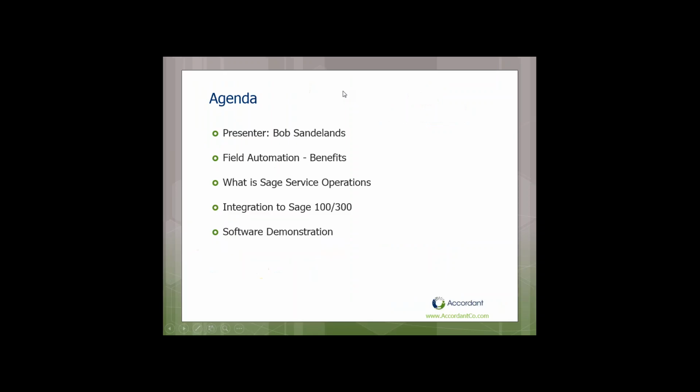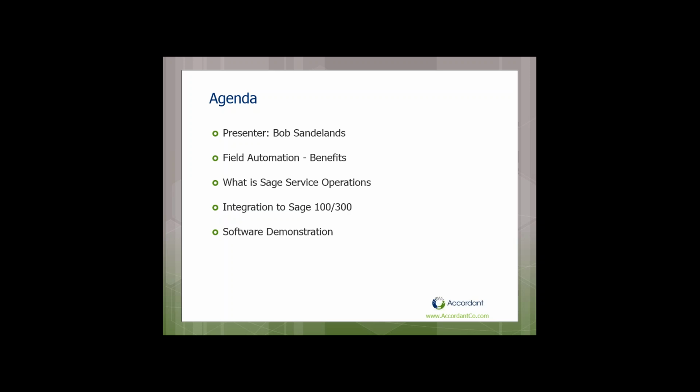Thank you, Krista. Good morning, everyone. Here is a list of what we plan to cover, and we have a small group, so please feel free to ask whatever questions you have on your mind, either as we're rolling or at the very end. Again, my name is Bob Sandlin. I'm the managing partner at Accordant Company, and we're going to review first just a high level of the benefits of automating in the field.